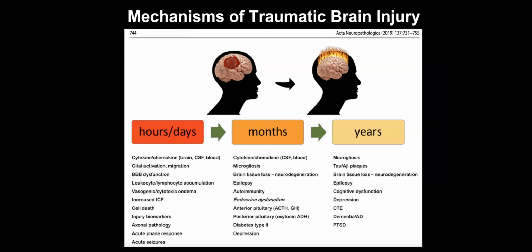And then, of course, out to years, we can see evolution of microgliosis, the accumulation of Alzheimer's proteins, because traumatic brain injury is an important risk factor for Alzheimer's. We can see the accumulation of amyloid and tau plaques. We can see loss of brain tissue additionally and more neurodegeneration, more epilepsy, more cognitive dysfunction, depression.